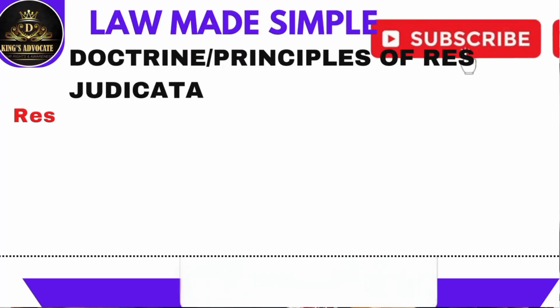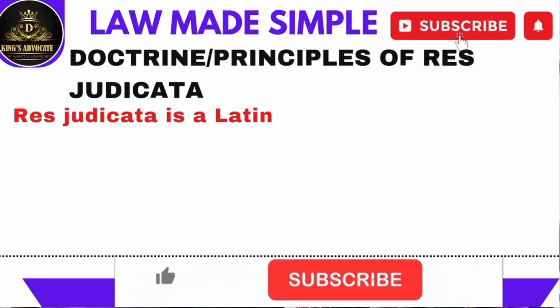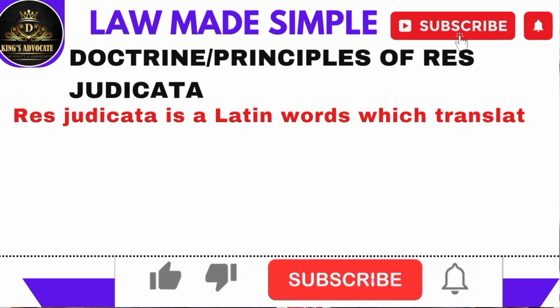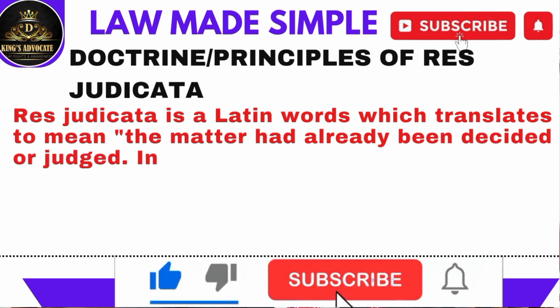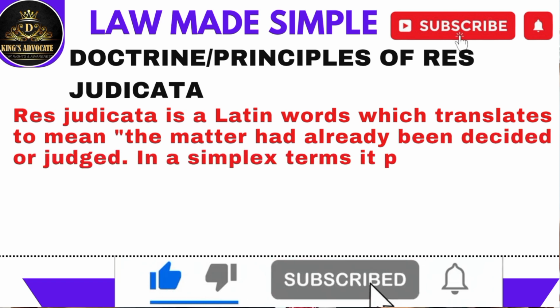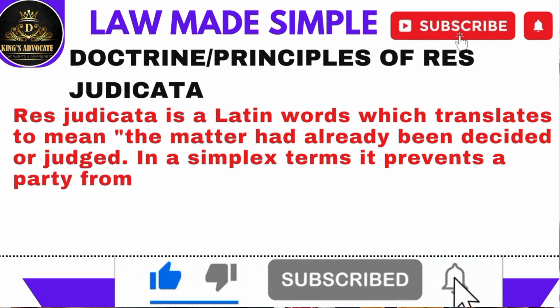What is res judicata? I want you to know that res judicata is a principle and a doctrine that has its origin from the common law. Res judicata is a Latin maxim, a Latin phrase that simply means already decided or already judged. That is to say, res judicata comes from the Latin meaning, which translates to mean that a matter has already been judged and decided. In simplest terms, it prevents the same party from relitigating a matter that has already been definitively settled by a competent court.